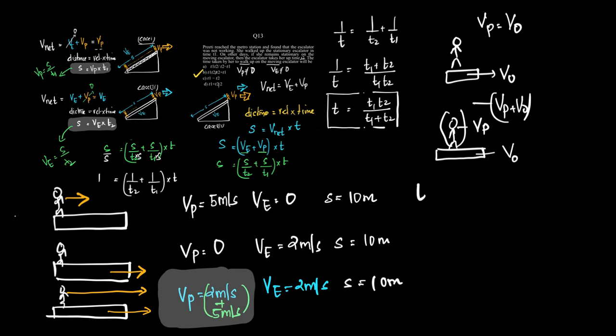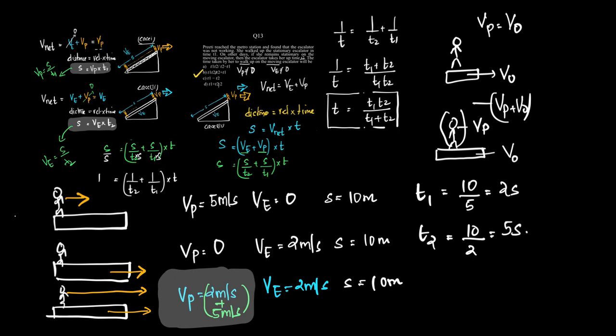So what is the time here? T1 would be equal to 10 by 5, which is 2 seconds, right? So if the person walks on the stationary escalator, he will take 2 seconds to complete the motion. Now what is T2? T2 means 10 by the velocity of the escalator alone, which is 2, so 5 seconds. If the person is standing still on the escalator, due to the presence of the escalator he attains the velocity of the escalator itself, and it will take him 5 seconds to reach.